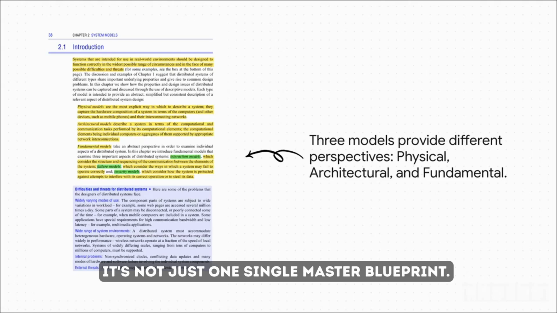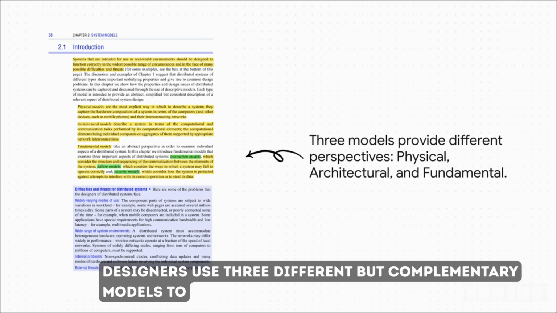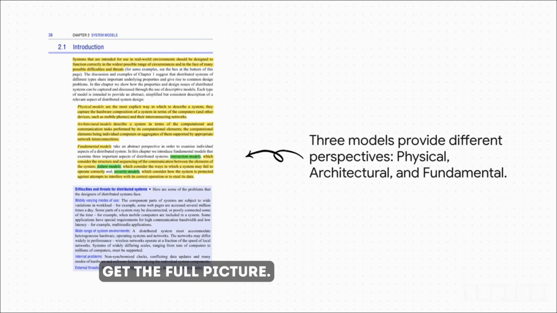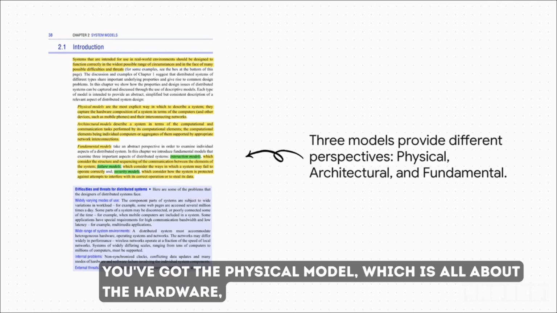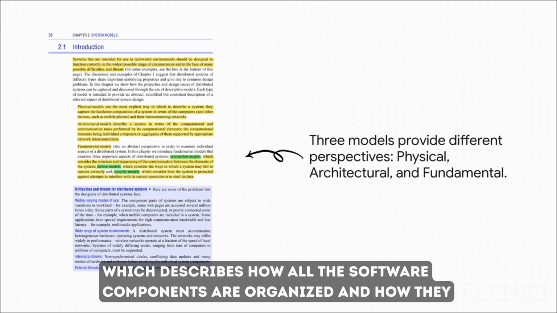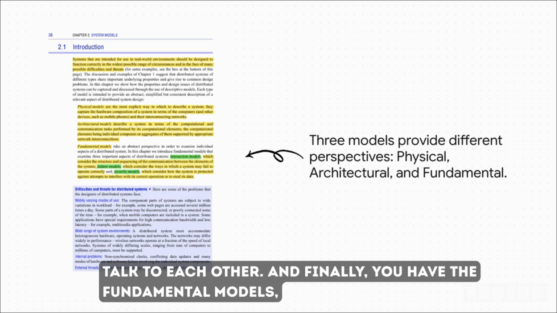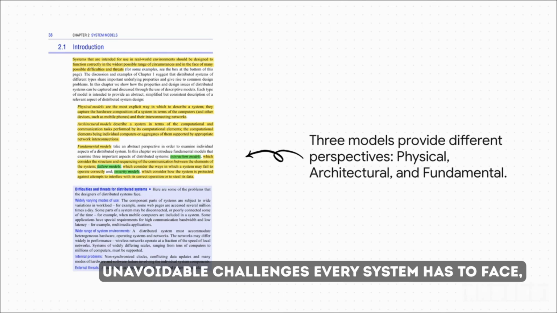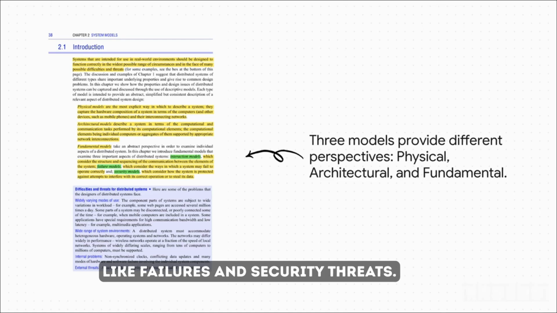And here's the key thing. It's not just one single master blueprint. That would be too simple, right? Instead, designers use 3 different but complementary models to get the full picture. You've got the physical model, which is all about the hardware, the actual computers and the network. Then there's the architectural model, which describes how all the software components are organized and how they talk to each other. And finally, you have the fundamental models, which deal with the core, unavoidable challenges every system has to face, like failures and security threats.